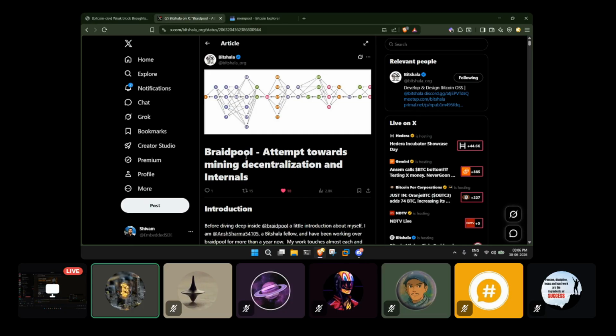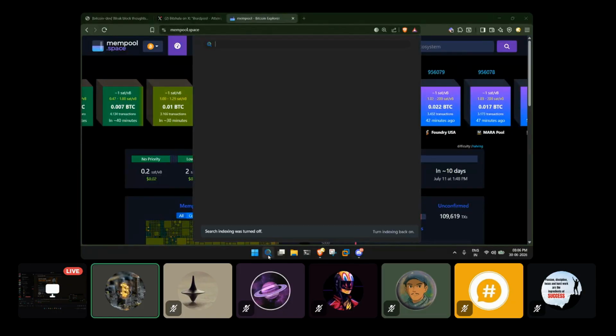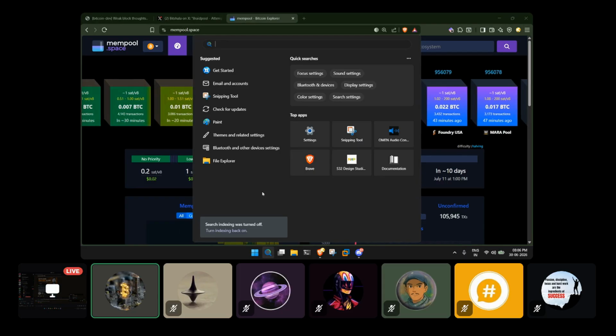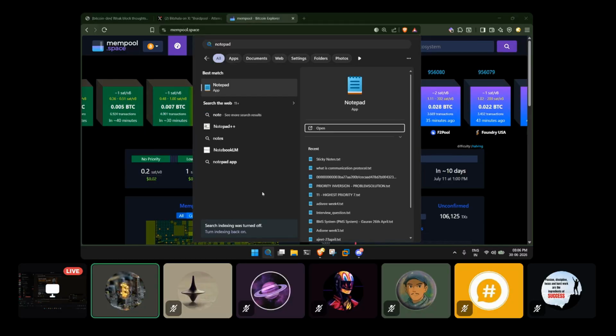First I will break down how we can do mining in simple terms, and then we will see Braidpool, the open source decentralized Bitcoin mining pool project, which started recently. When I say recently, that means around December 2023. Let me open my notepad.